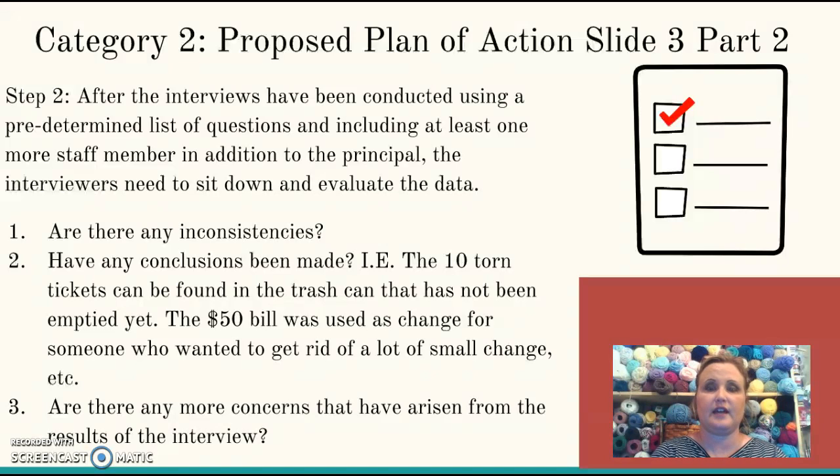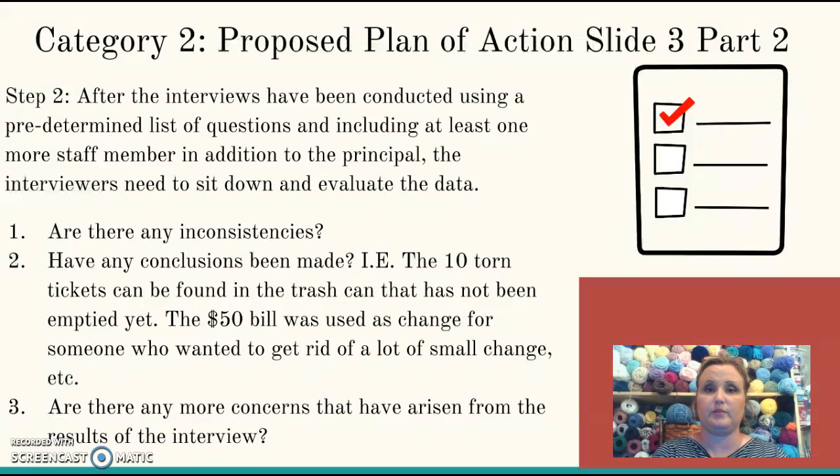After he's had those conversations, then he needs to sit down with the people who were involved in that conversation, as in the interviewing team, not the gatekeepers. The interviewing team needs to sit down and see if there are any inconsistencies. Did something not ring true? Have any conclusions been made? Were they able to find the 10 tickets? They were in the trash and they were able to retrieve them.